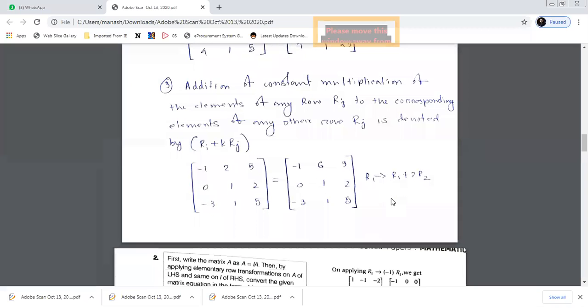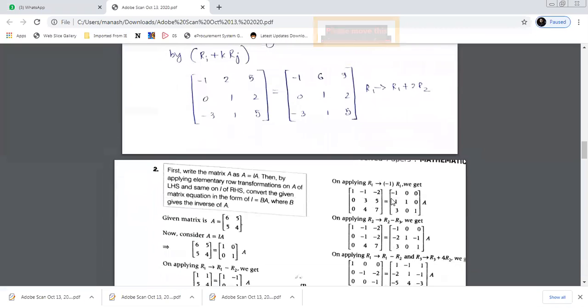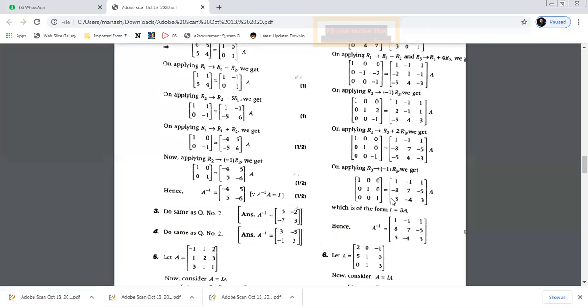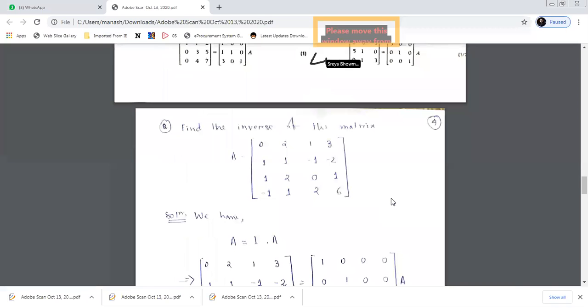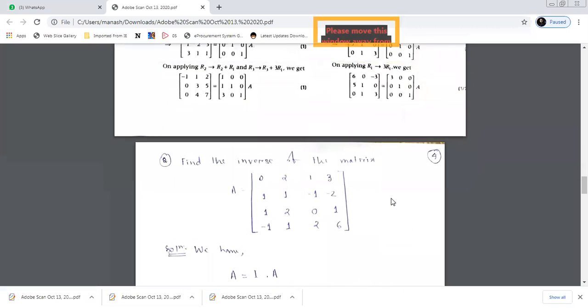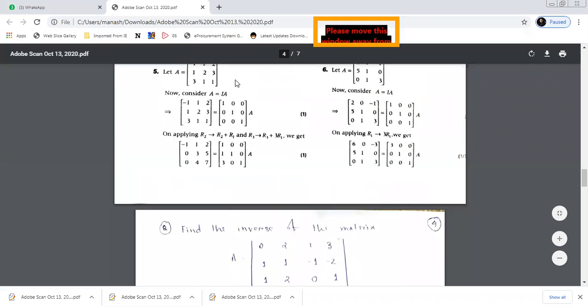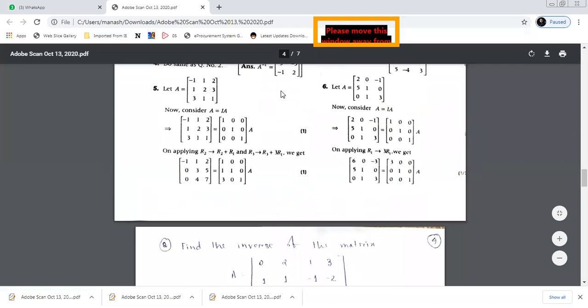Next, see, I'll give one example. See here. Find the inverse of the matrix A equal to minus 1, 1 to this one, with the help of elementary row transformation.